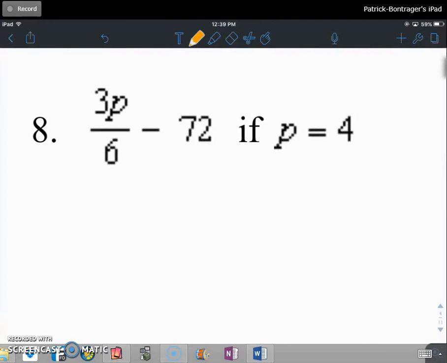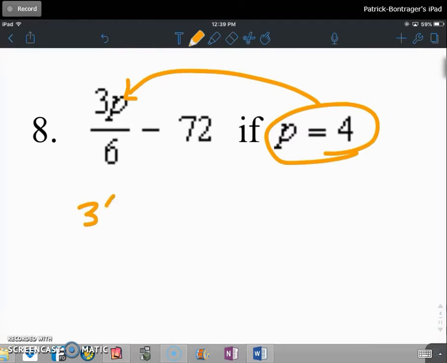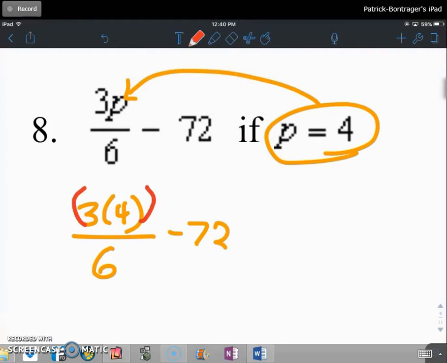Okay, so again, plug in. So it's 3 times 4 divided by 6 minus 72. Okay, so we need to talk about the big division bar. The big division bar automatically groups, and it groups your numerator and your denominator. So everything in my numerator is grouped together first before I divide, and everything in my denominator is grouped together first before I divide.